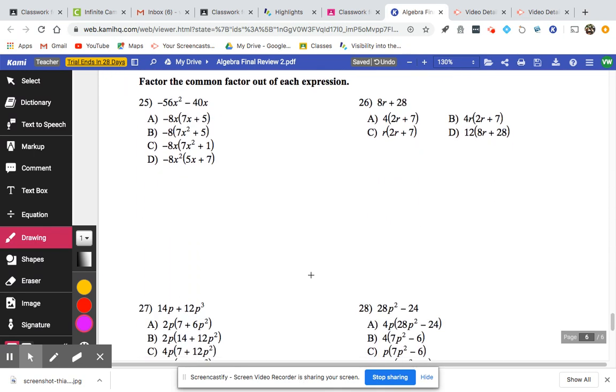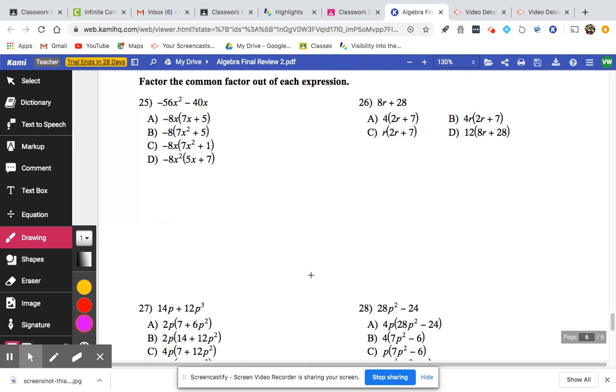Okay. 25 and 26, 27 and 28. We are factoring. Now, for some of them, you'll be asked to just factor out a number. Sometimes you'll just get away with factoring out a variable. Sometimes you'll need to factor out a number and a variable.